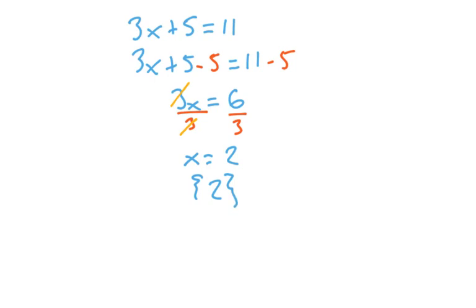And I can go back and check this if I want to. At some point we may not check all of them. We may let that be optional. But this is saying if you replace the x by 2, do you get a true statement? 3 times 2 is 6, plus 5 equal 11, and actually we checked that a little while ago.